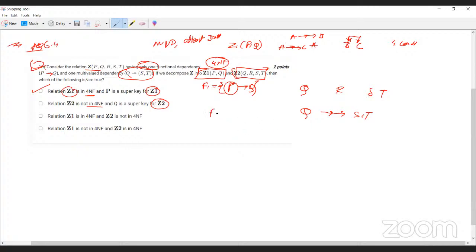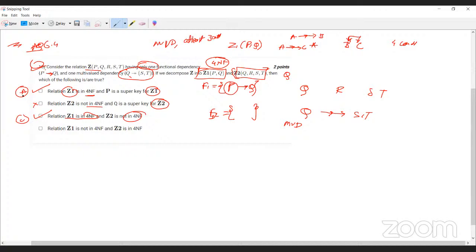No, sir. It doesn't contain R, right? What are the functional dependencies for Z2? Q multi-determining ST, no, that is an MVD. I'm talking about functional dependency, FD. Nothing else. So Q is not a super key. In that case, what is the key here? The combination of all attributes. So this is not correct. Z1 is in 4NF, Z2 is not in 4NF, so this one is correct. I think A and C are the correct options here, right?